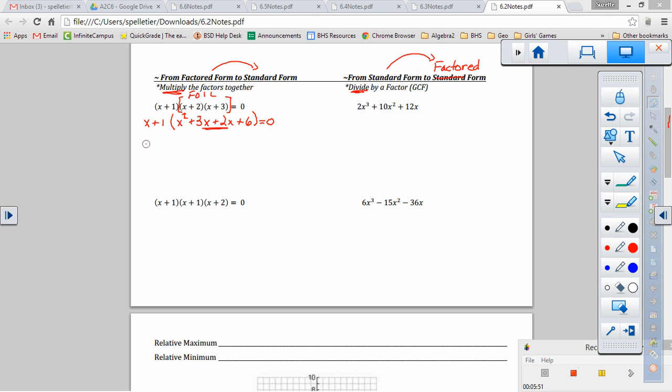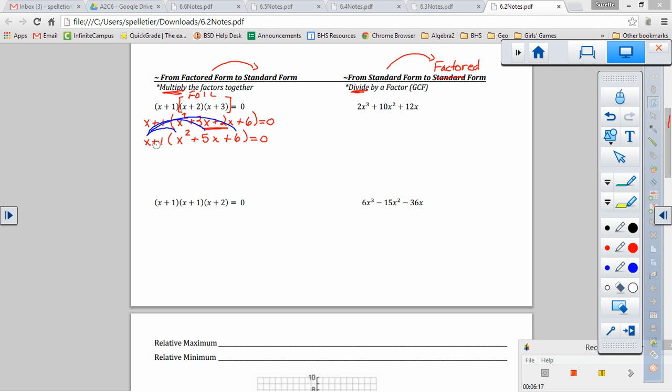Combine like terms. So x plus 1, I'm going to have x squared plus 5x plus 6 equals 0. Now what I have to do is distribute that x plus 1 to everything inside the parentheses. So this is way back in Algebra 1 when you learned how to multiply polynomials. I'm going to take this x and we're going to multiply by everything in this set of parentheses.